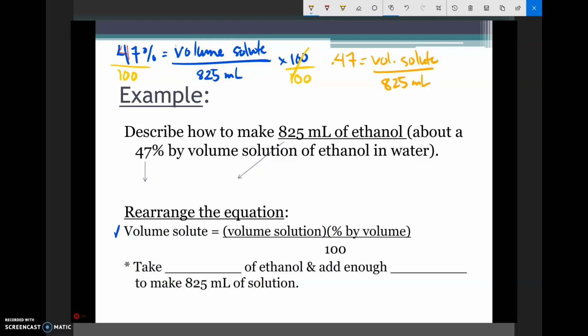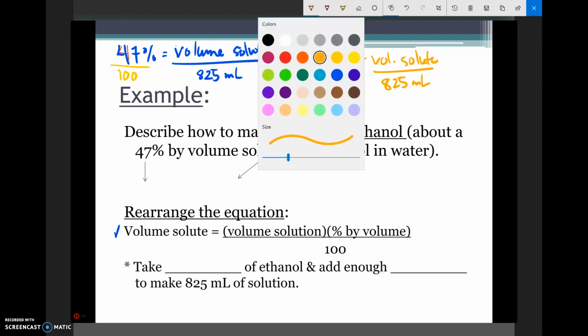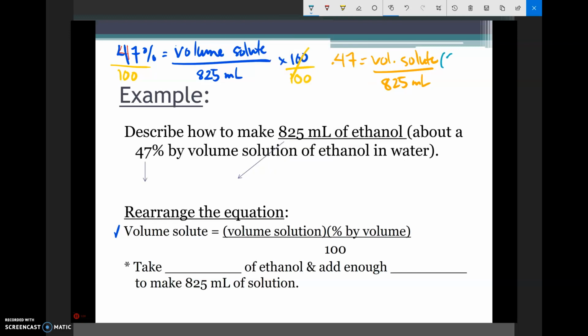So now we just need to get our volume of solute by itself. And we're going to do this by multiplying the 825 milliliters to both sides of the equation. That cancels that out. So then what we get is 825 times 0.47, which is going to equal 387.75 milliliters of ethanol, because remember it's an ethanol in water solution. So ethanol is our solute.